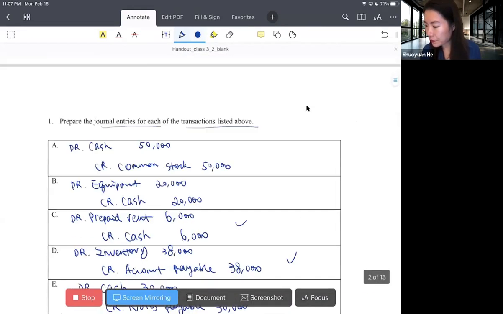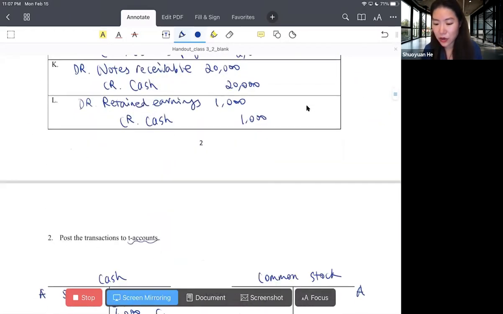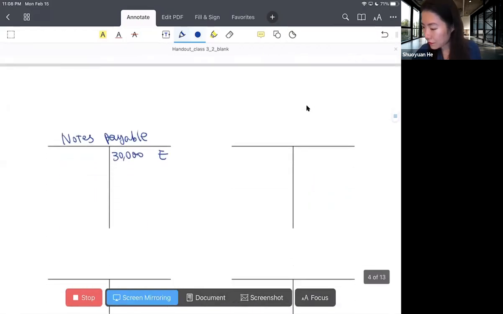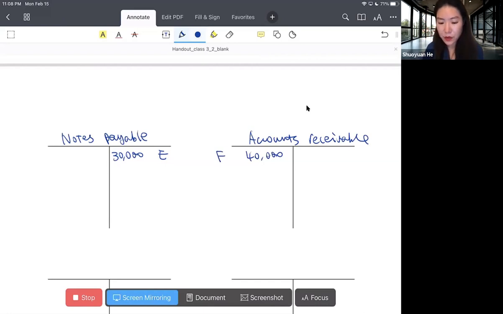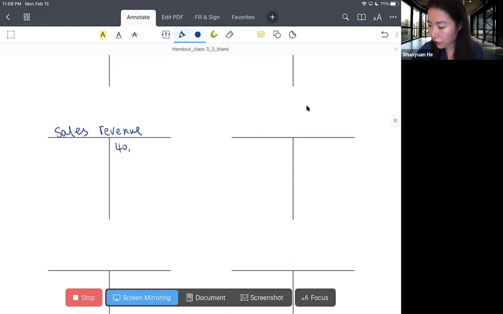The next one, transaction F, debit accounts receivable 40,000, credit sales revenue 40,000, debit cost of goods sold 22,000, credit inventory 22,000. So debit accounts receivable 40,000, transaction F. Credit sales revenue, which is also a new account, 40,000.